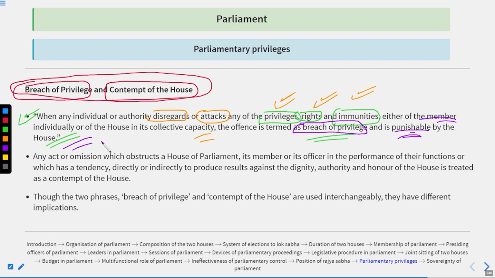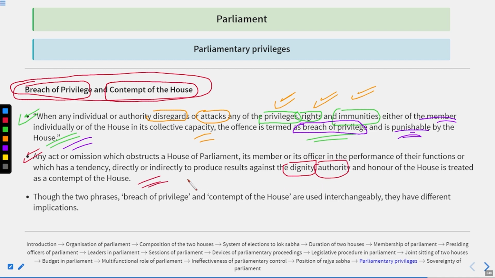Got it? Thereafter, any act or omission which obstructs a house of parliament, its members or its officers in the performance of their functions, which has a tendency directly or indirectly to produce results against the dignity, authority and honor of the house, is treated as a contempt of the house.